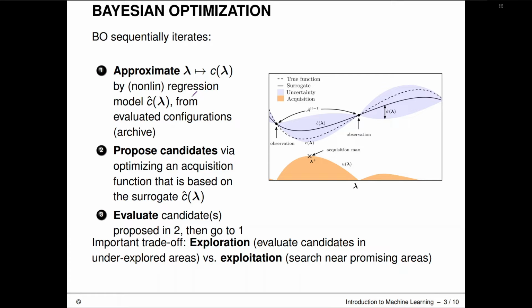So how about we use nonlinear regression to learn the mapping from lambda to the objective value? And then we can use that so-called surrogate function, the approximation of that true C function, to place a new point intelligently, evaluate that, then update our model and iterate.